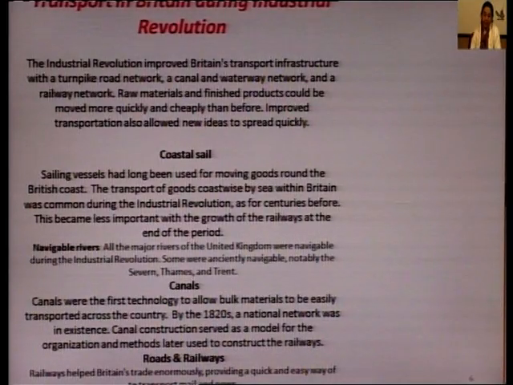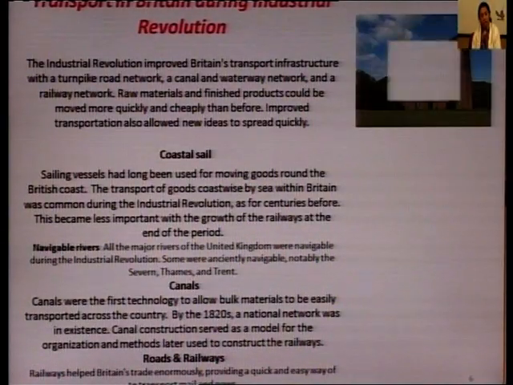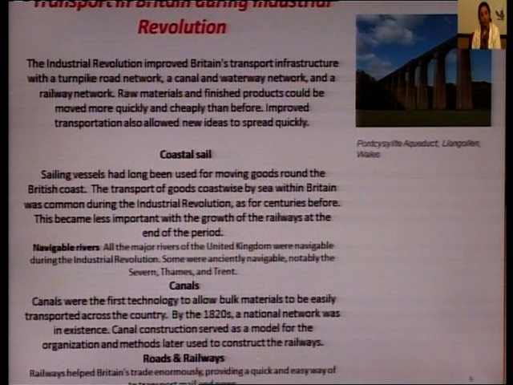So the three things: the land transport, the surface transport by railways, which were large wagons that could carry goods across the country, and the waterways. So all methods of transport were improved and explored. The coastal sail, the canals, the roads and the railways marked a revolution brought in by the industrial era.